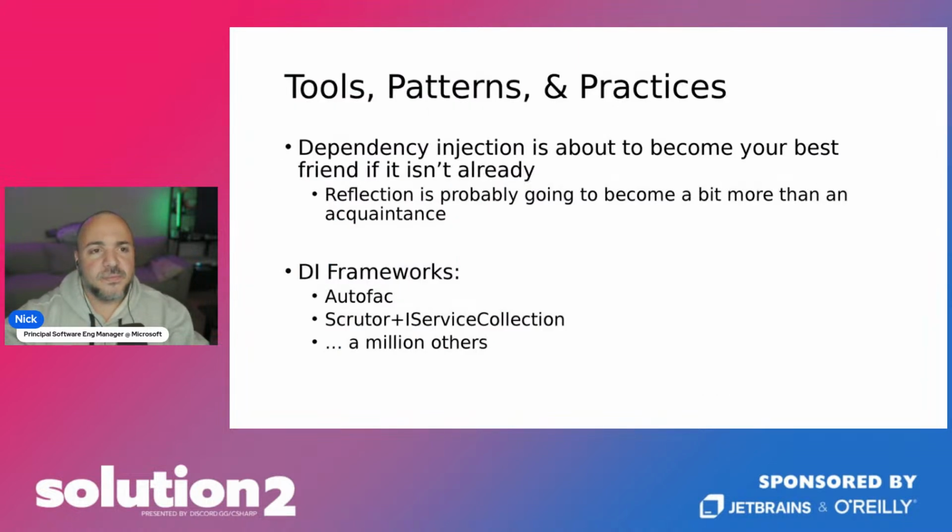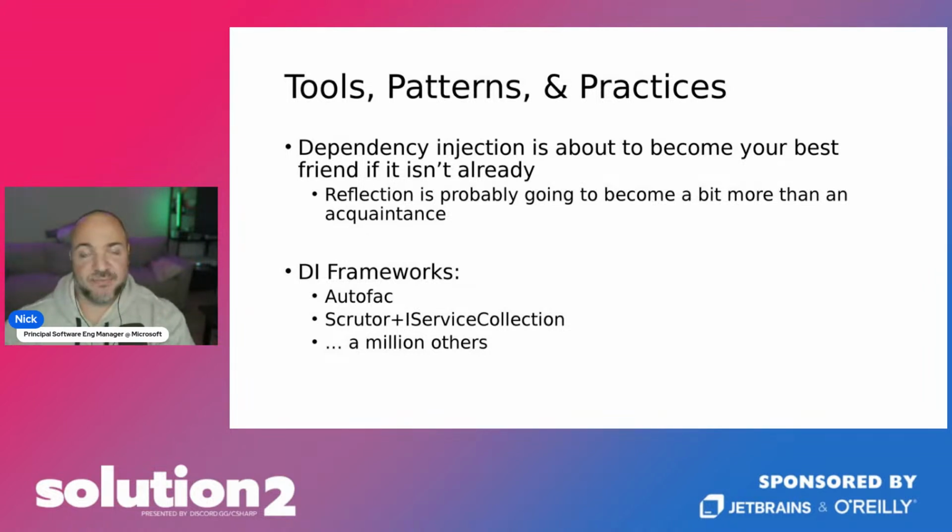Okay, tools, patterns, and practices. Dependency injection is hopefully something that most people know. I'm saying it in a kind of joking way, but it's about to be your best friend if you want to work with plugins. I think that it is tremendously helpful. And reflection in C# and .NET is, I think, another sort of powerhouse tool here. The reason why these things come up is because they're tools that actually enable you to do dynamic resolution.